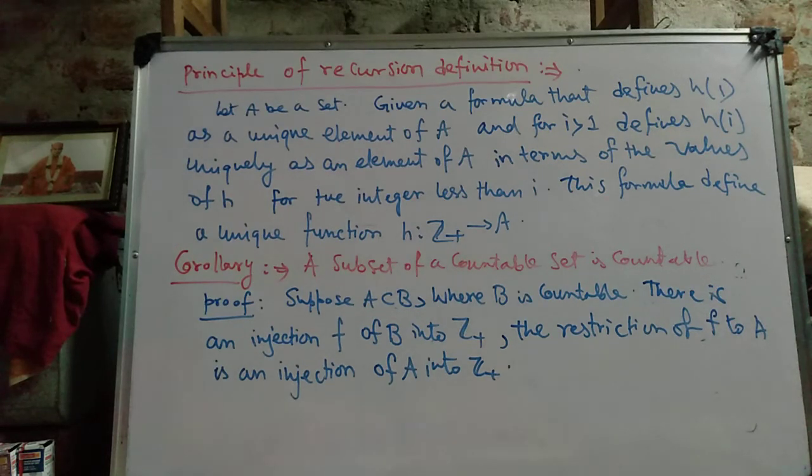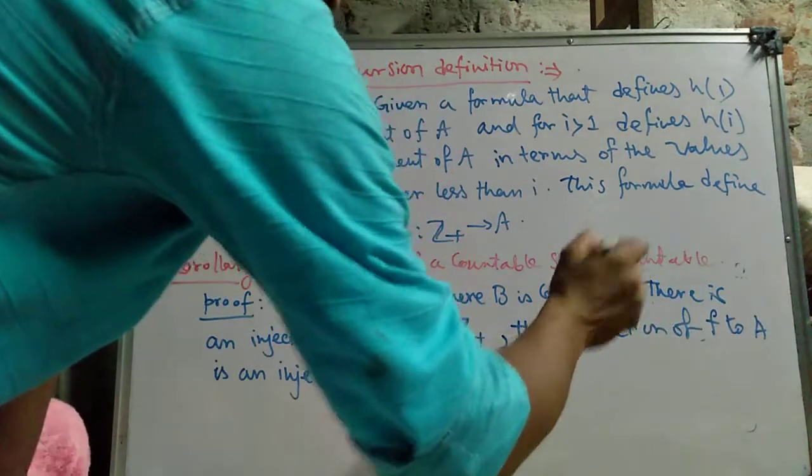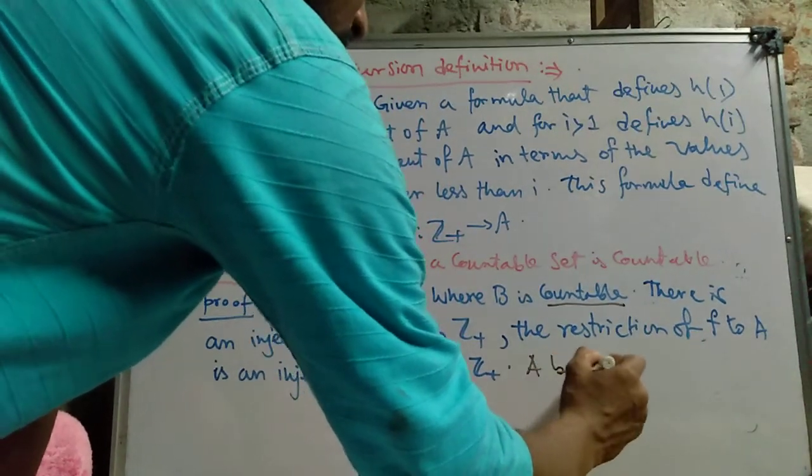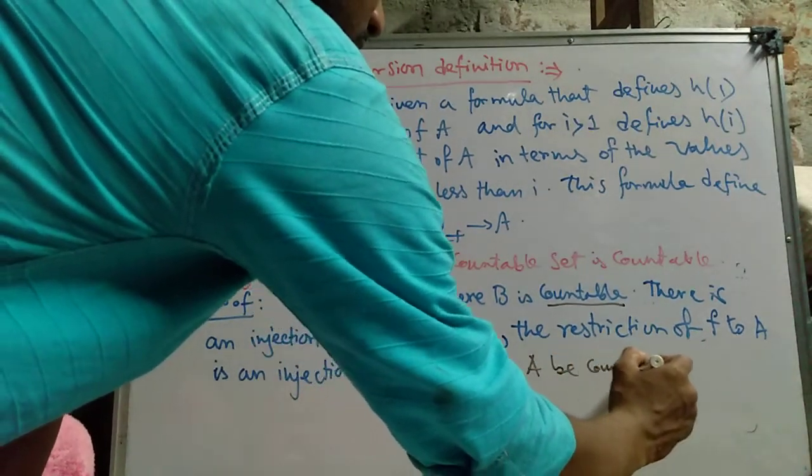Then what do we find? We find that a subset of a countable set is countable.